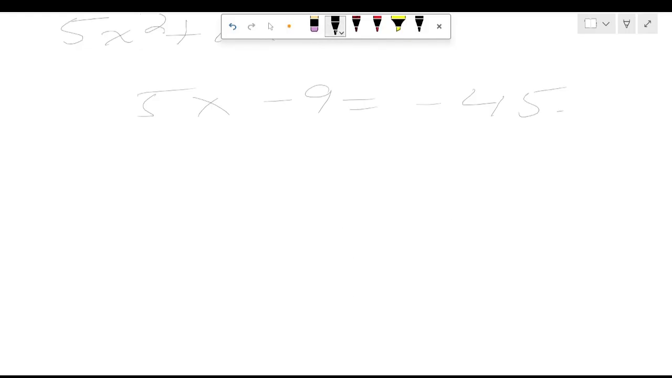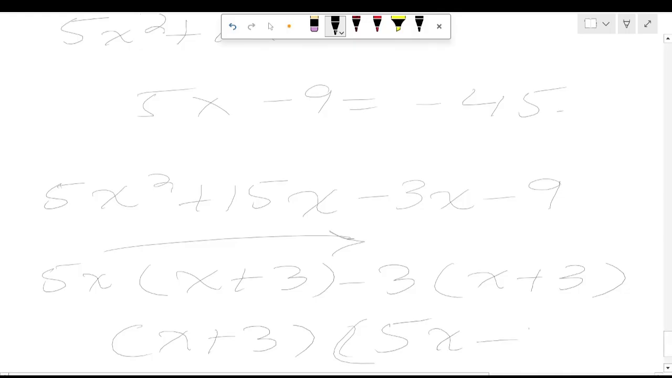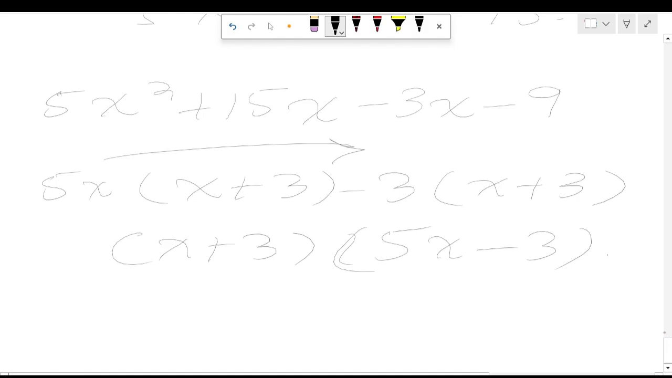So what can I write? I'll write here 5x square plus 15x minus 3x subtracted from 9. After that, I will write 5x because I'm taking the common value, and 3 will be common here, negative 3 and an x plus 3. So x plus 3 is our first factor, and our second factor is 5x minus 3. So this is our answer for question number 11 part B.